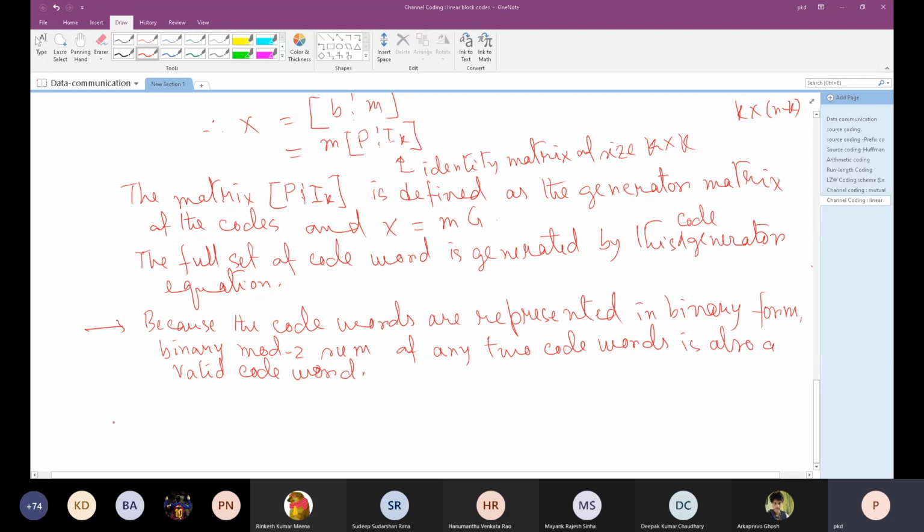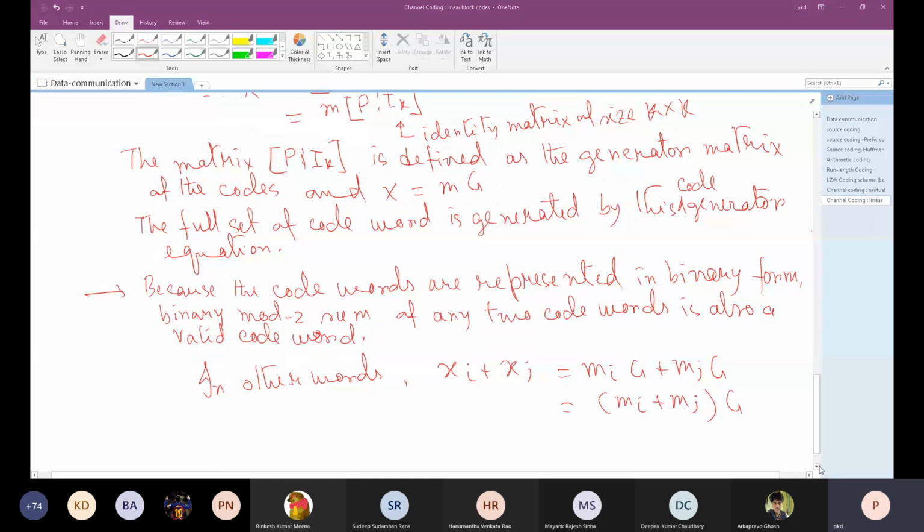Let xi and xj, in other words, it can be written xi plus xj equal to mi g plus mj g. So this is equal to (mi plus mj) g. This summation is also the binary sum.